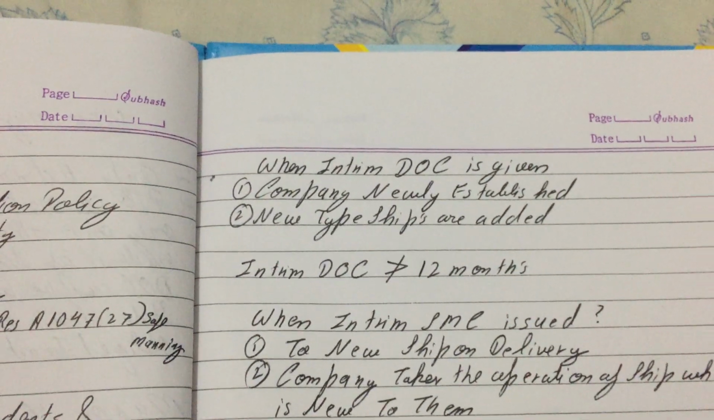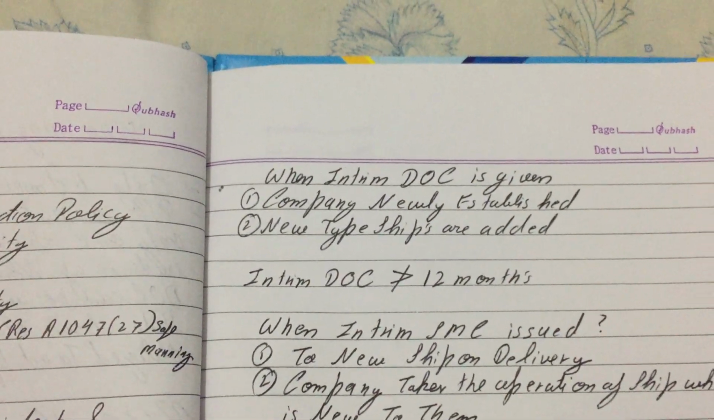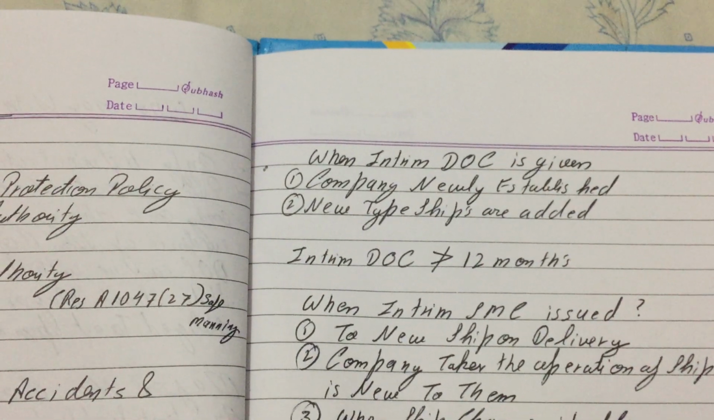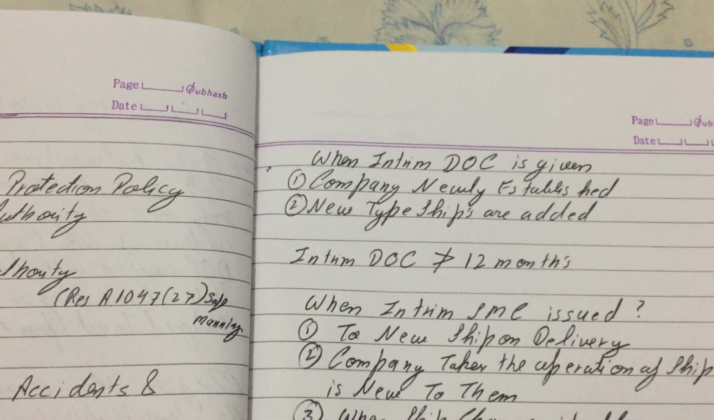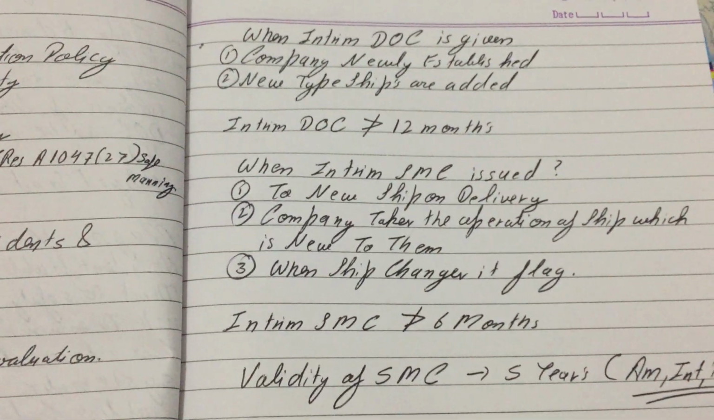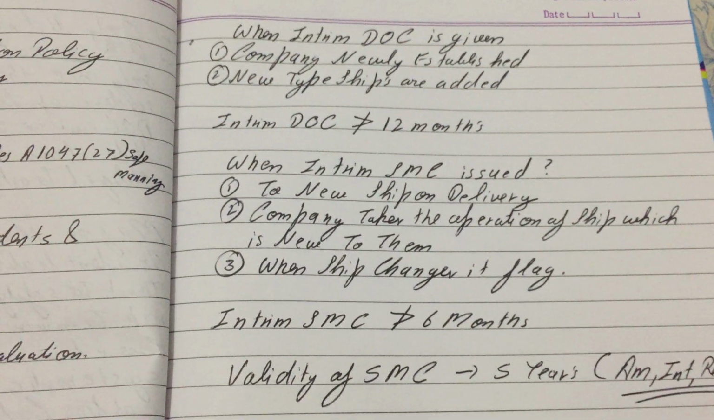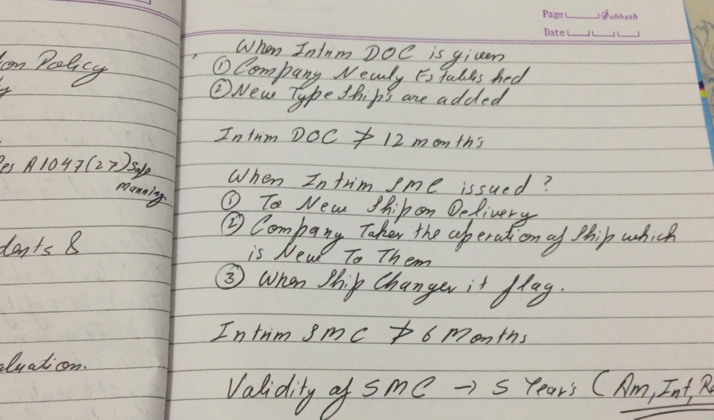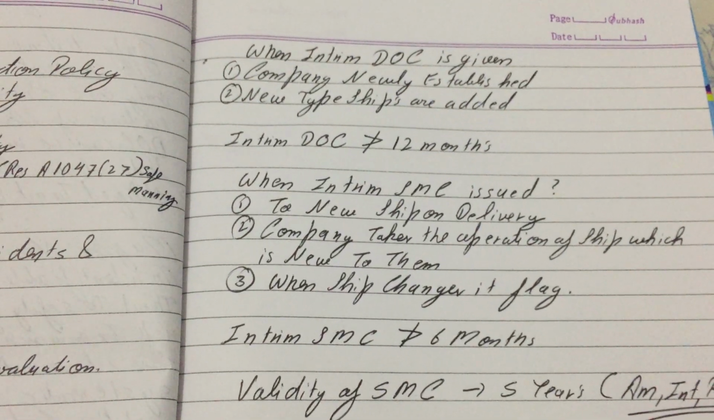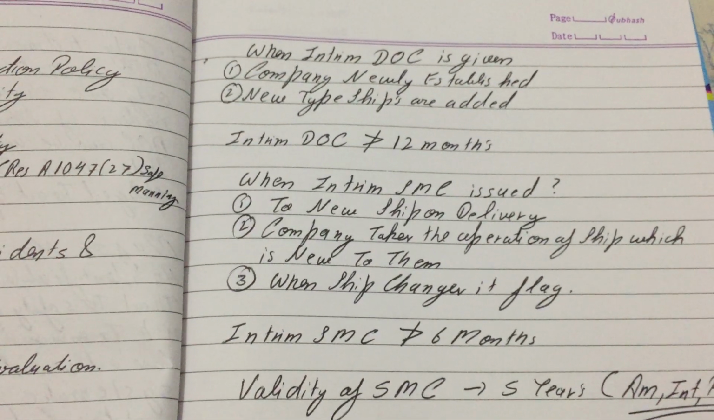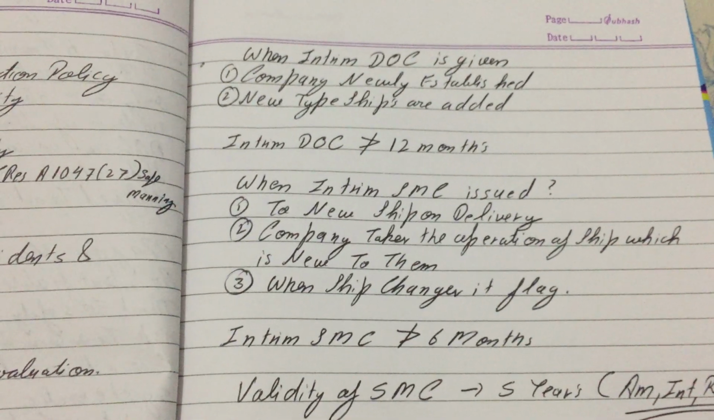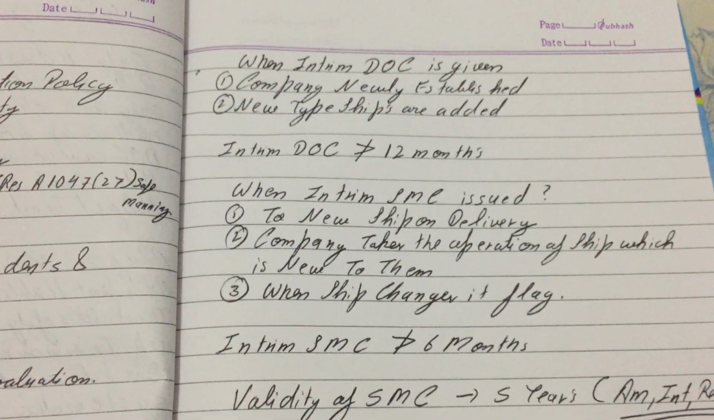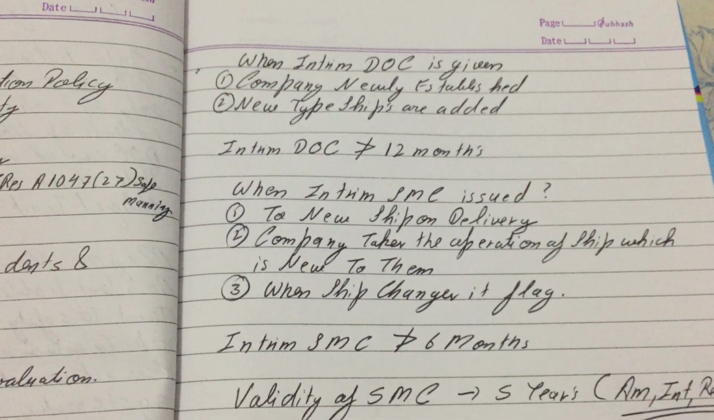When interim DOC is given, when company is newly established, when new type of ships are added, then only interim DOC is issued. Interim DOC is issued for not more than 12 months. When interim SMC is issued to the new ship on delivery, company has taken the operation of a ship which is new to them, like company was already previously operating tankers and they have taken the delivery of a bulk carrier, then interim SMC is issued. That's a new type of ship which they are getting, and for that interim DOC will also be issued, and interim SMC will also be issued.